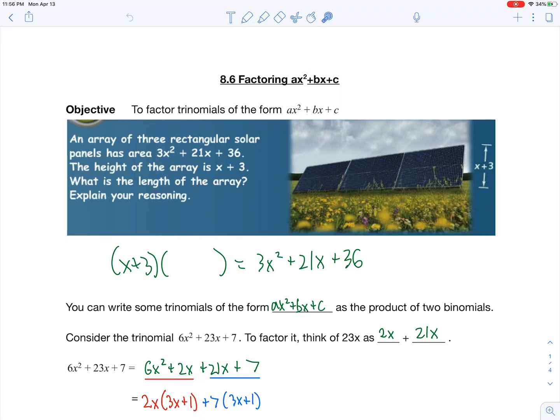Section 8.6, we're going to be factoring trinomials again, except there's going to be one small difference, and it's going to be a little bit more work, but nothing we can't handle. And that difference is there's going to be what we call a leading coefficient in front, so we're factoring ax squared plus bx plus c.